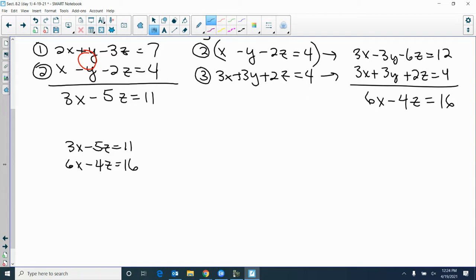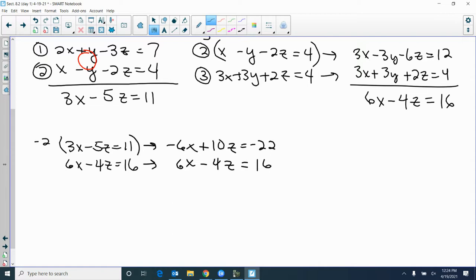-2 on the top, because that's going to give me a -6x. -6x plus 10z equals -22. I get 6x minus 4z equals 16. I don't need to multiply the bottom one by anything. And then I get 6z equals -6. Looks like z equals -1.